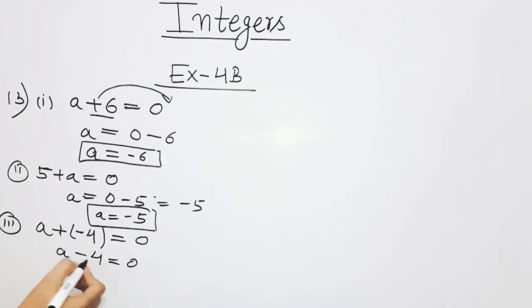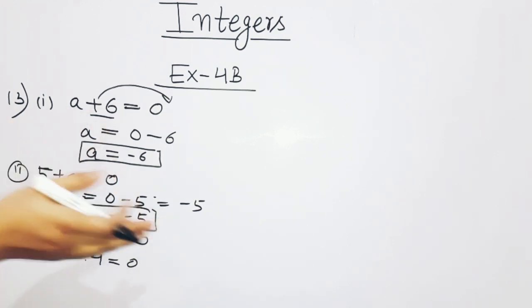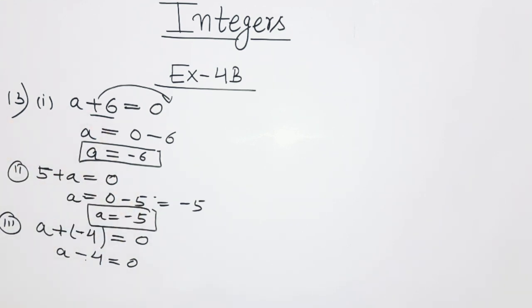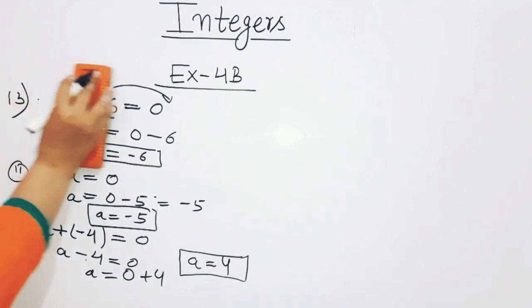So this is minus 4 plus a. So this minus 4, when it will go on the right hand side, please reply to me in the comment section what will be the answer. This minus 4, when it will go on the right hand side, what will happen? Very good. The value will change, it will be plus 4. So what will be the value of a? The value of a is now 4. Okay students?